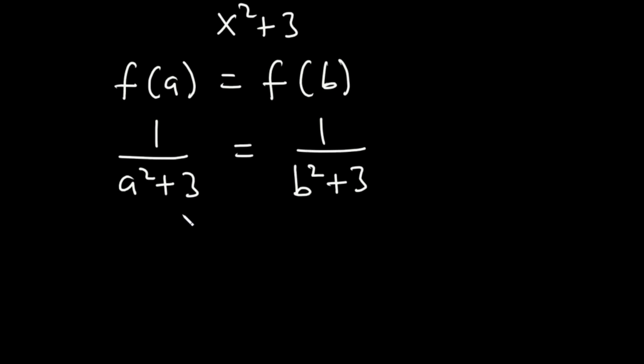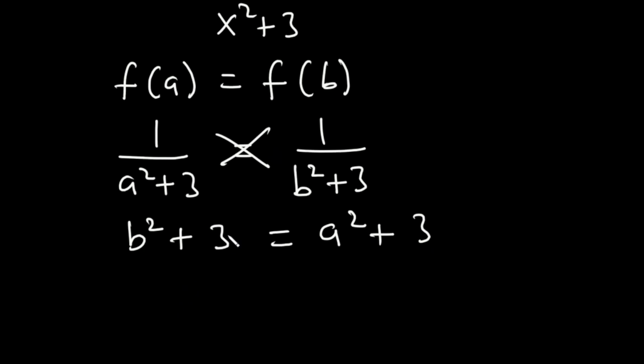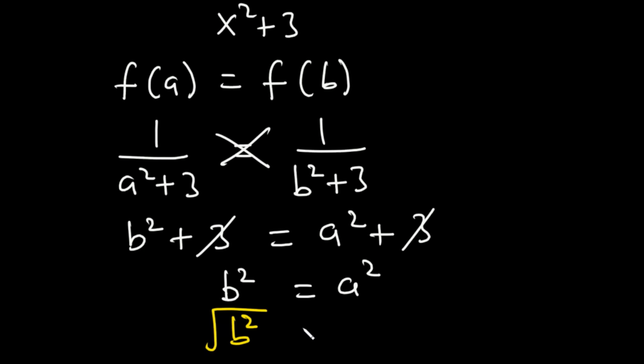Let's cross multiply. We are going to have b squared plus 3 is equal to a squared plus 3 after we cross multiply. Because we have 3 and then 3 here, we can cancel out the 3. And then we have b squared is equal to a squared. To do away with the exponent, we need to introduce square roots. So we are going to have the square root of b squared equal to the square root of a squared.